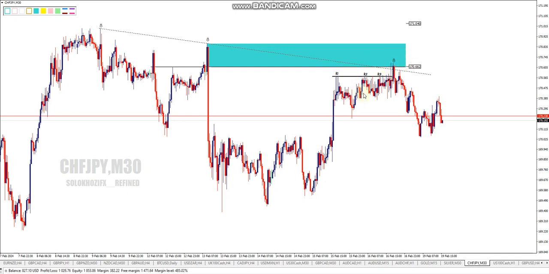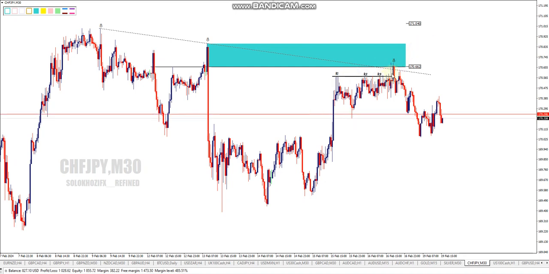But what I want you guys to know is that the price did not turn here because it was a third touch. That's what I'm trying to emphasize here, that the price was not turned by the third touch.